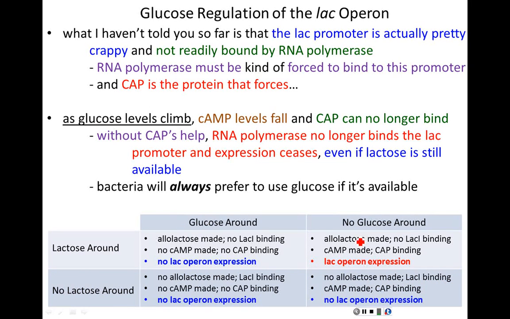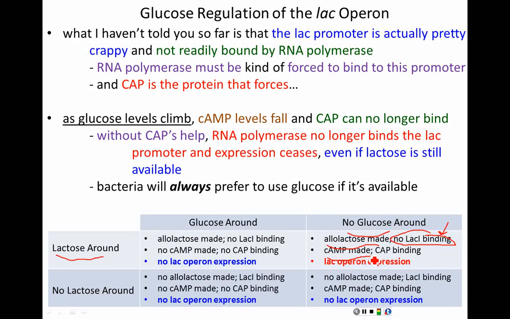But here now, when there's no glucose around and lactose is around, the presence of lactose means that allolactose can be made. When allolactose is made, allolactose binds to lac-I and stops lac-I from continuing to bind to DNA. So repression is alleviated in the absence of lac-I binding. But glucose levels are low. When glucose levels are low, cyclic AMP levels are high. Cyclic AMP complexes with CAP, allowing CAP to bind to the lac operon, and when CAP binds, RNA polymerase is helped. CAP is there helping RNA polymerase to bind, and RNA polymerase is free to bind with that help because lac-I is not there to stop it.